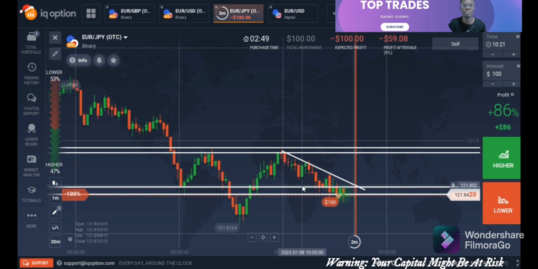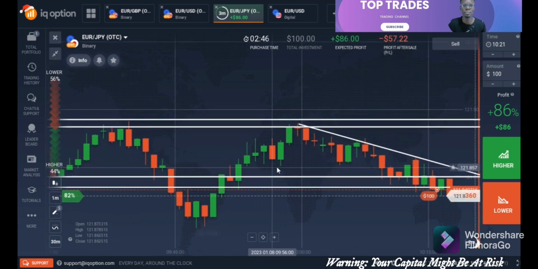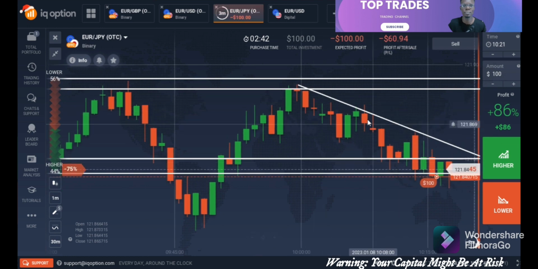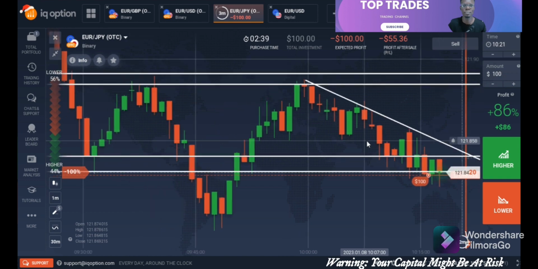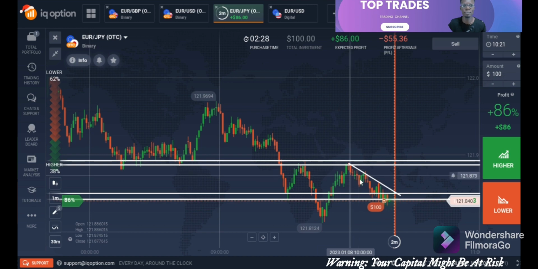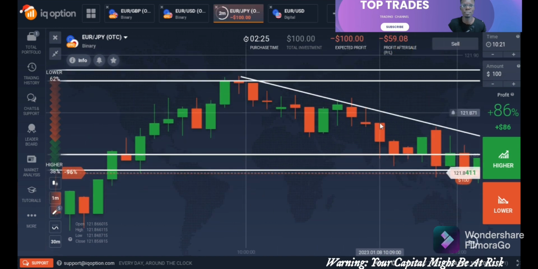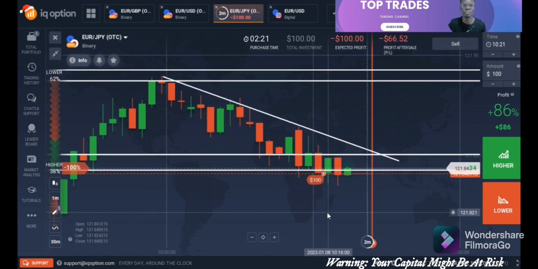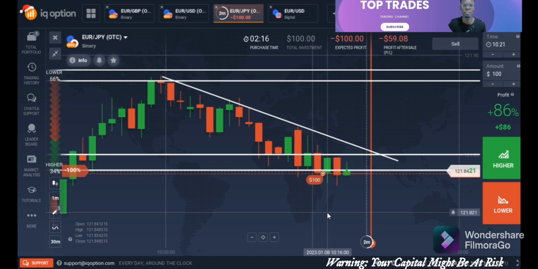So if you look closely, you can see that the market is very, very weak in this zone. I noticed that it is also forming a downtrend here, so I added a trend resistance line here as well. So the trade is currently running, and the result will be out in the next 2 minutes.